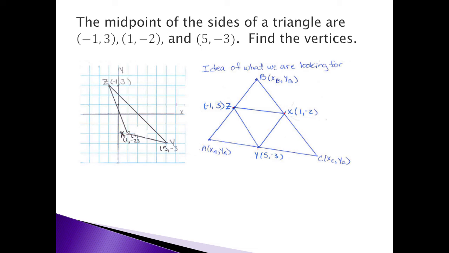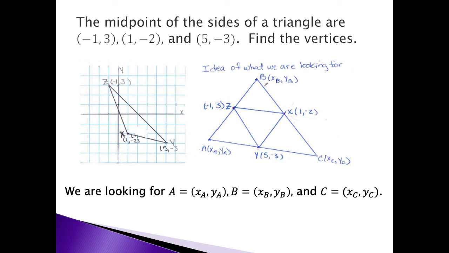It's kind of hard to see on the graph paper what I'm talking about, so I drew it out on a sheet of paper with the triangle more isosceles, so you can get a better idea of what you're looking for. We're looking for A equals x sub A, y sub A, B equals x sub B, y sub B, and C equals x sub C, y sub C. Again, realize that we are given the midpoints of the sides and we're looking for the vertices. What we have is this triangle that sits inside of the big triangle.